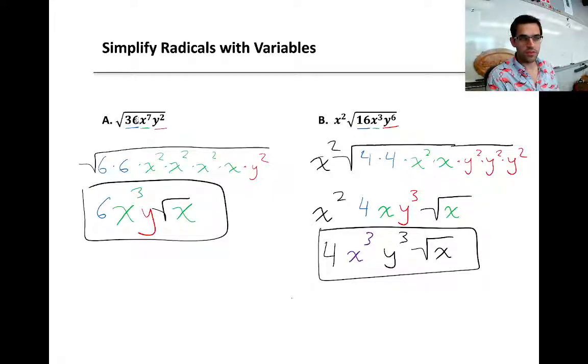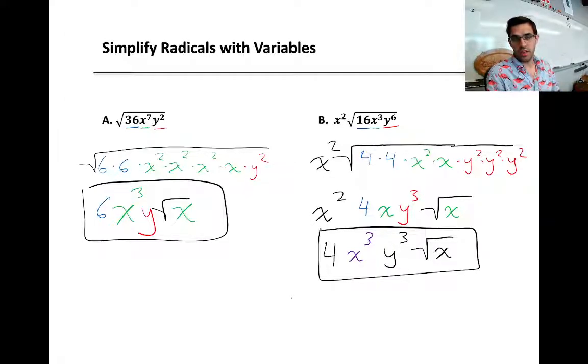So we have 36 as our numerical base inside this radical. 36 we know is a perfect square. It's 6 times 6, so the square root of 36 is just 6. So I'm going to take the 36 out of the radical and put 6 outside. 36 goes away from inside and 6 goes outside. Similarly with the x's, we're looking for perfect squares.